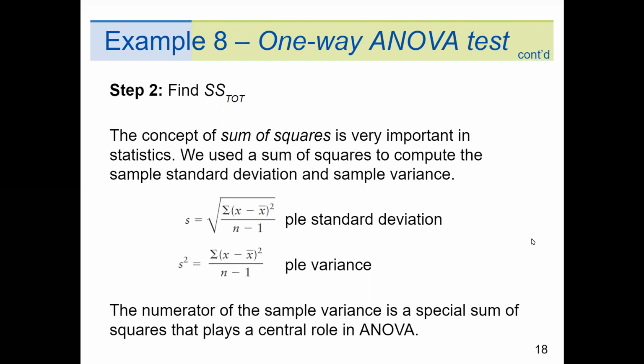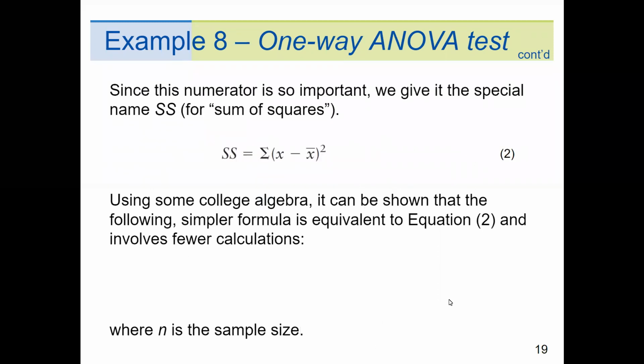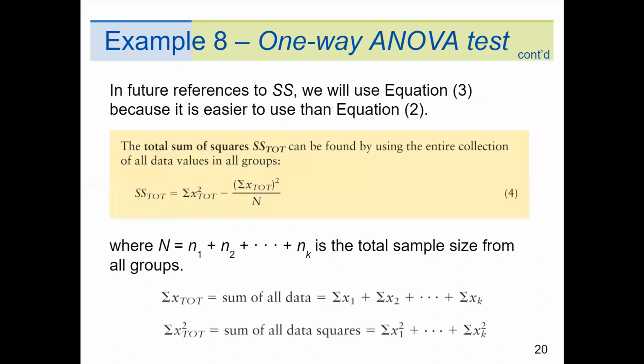The numerator of sample variance is a special sum of squares that plays a central role in ANOVA. Since this numerator is so important, we give it a special name, SS, sum of squares. Using some college algebra, it can be shown that the following simpler formula is equivalent to equation 2, and it involves fewer calculations, where n is equal to the sample size. In the future, references to SS, we will use equation 3 because it is easier to use than equation 2.